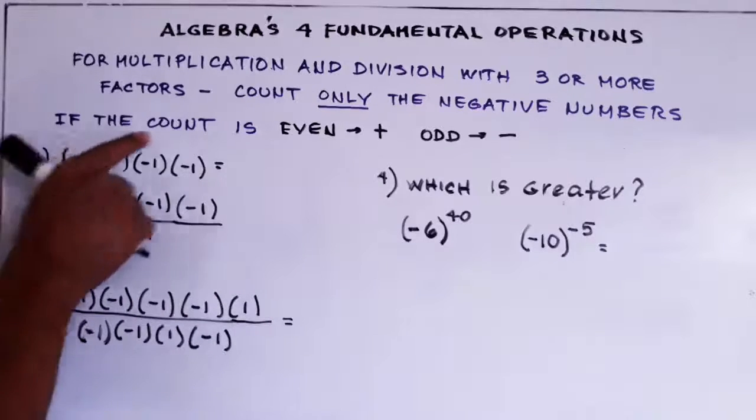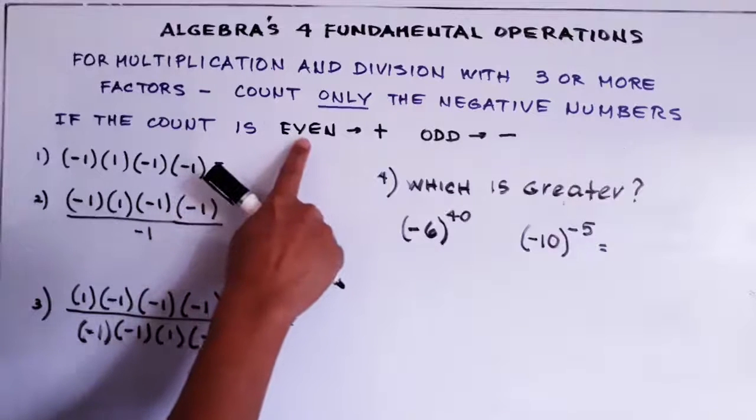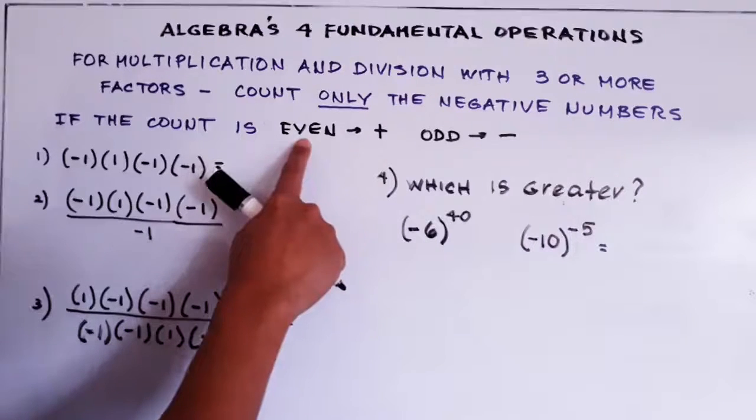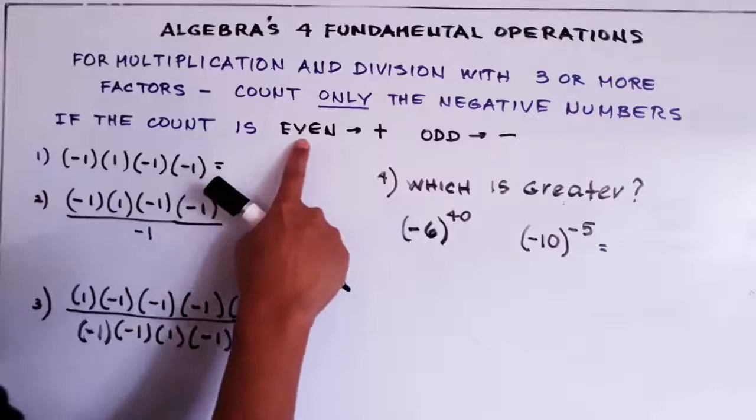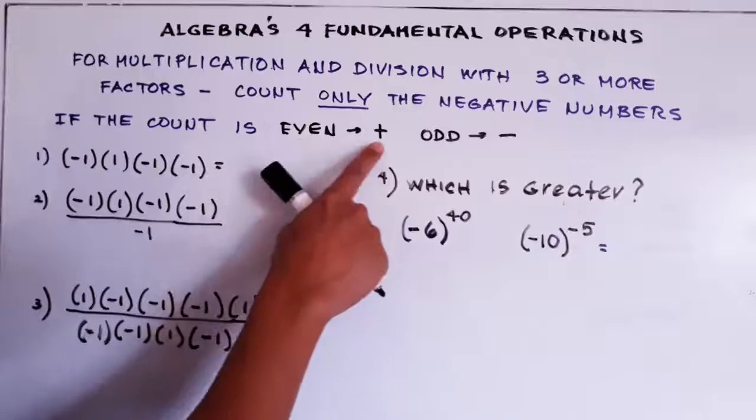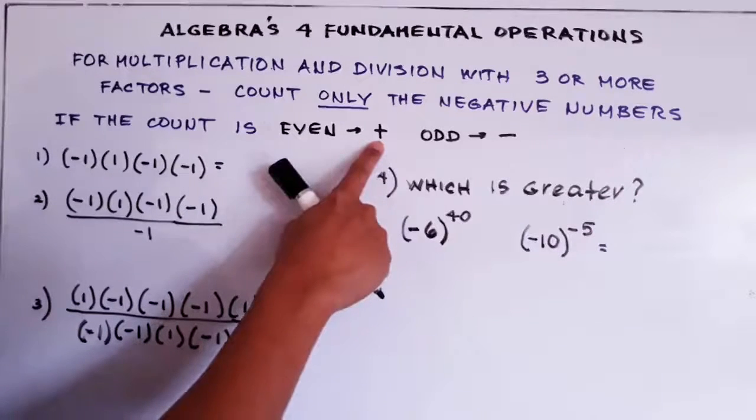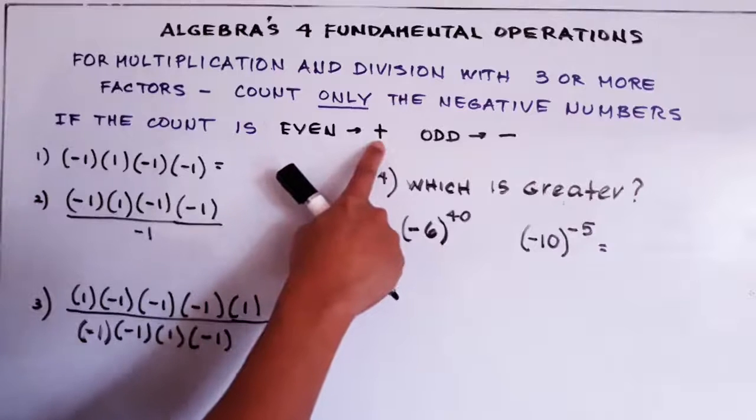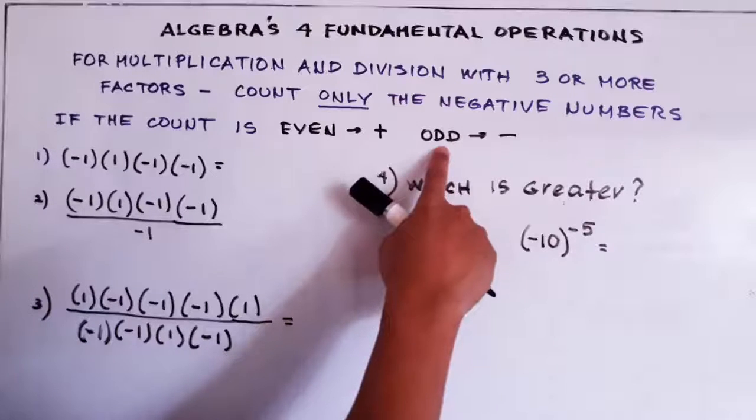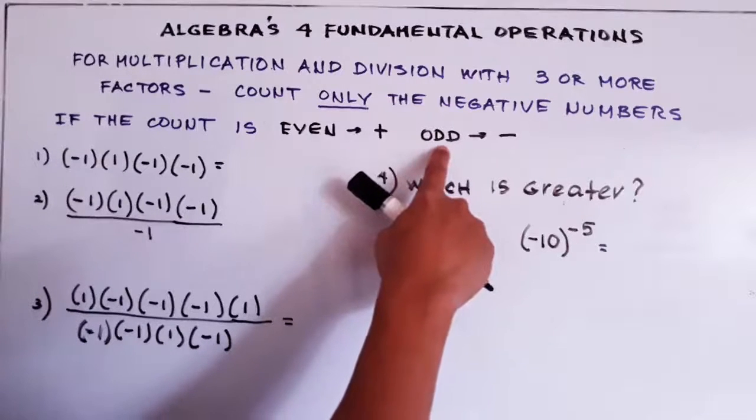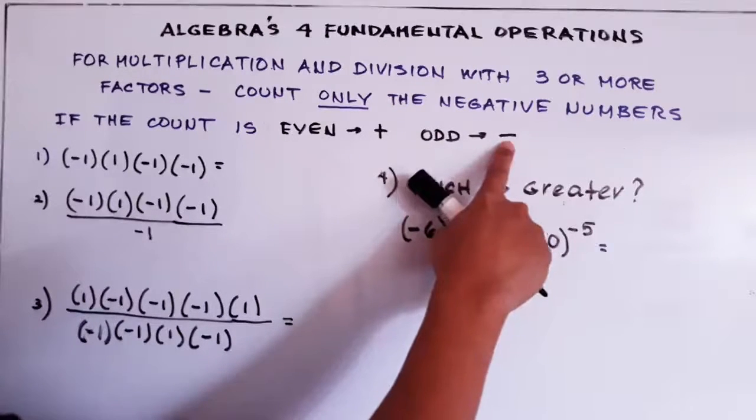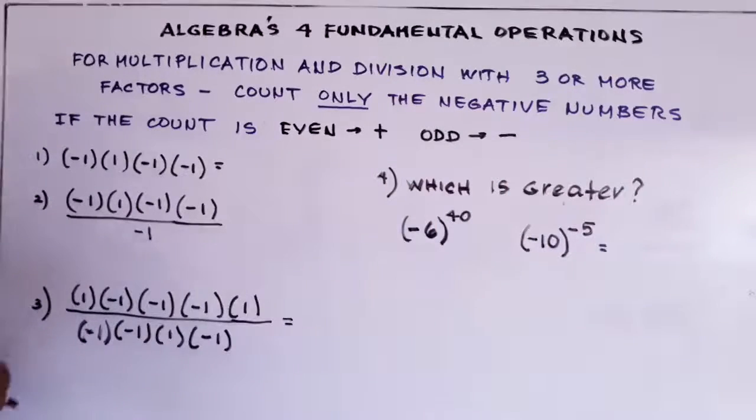Now, if your count is an even number, you know an even number, right? So 2, 4, 6, 8, 0, those numbers that end in 2, 4, 6, 8, 0 are even numbers. Now, if that is an even number, then the final sign of your product or quotient is positive. If your count is an odd number, then the final quotient or product will be negative.